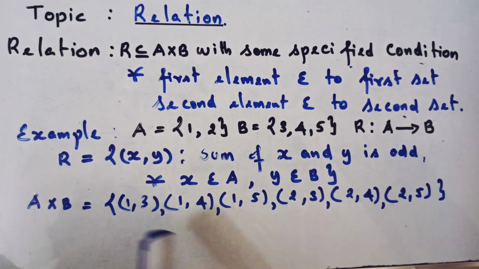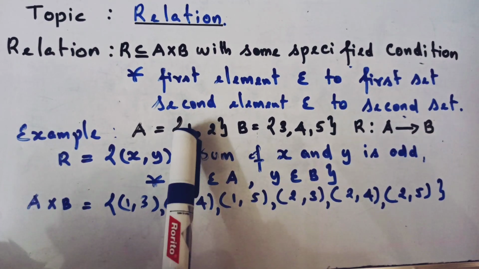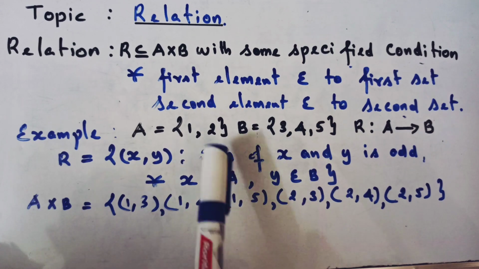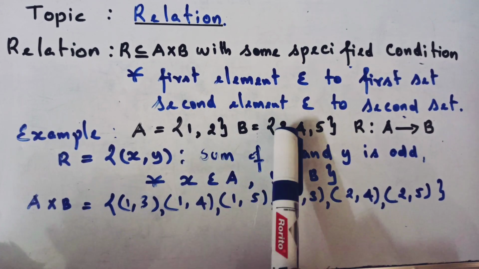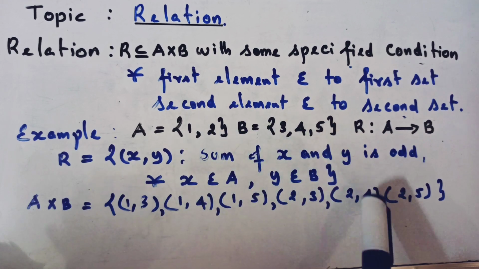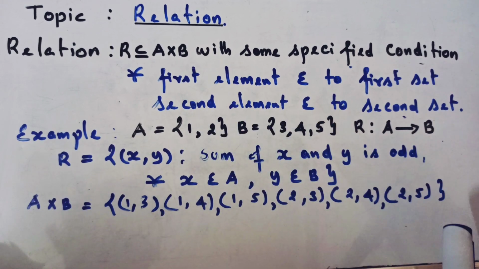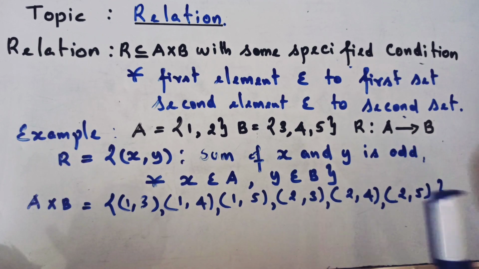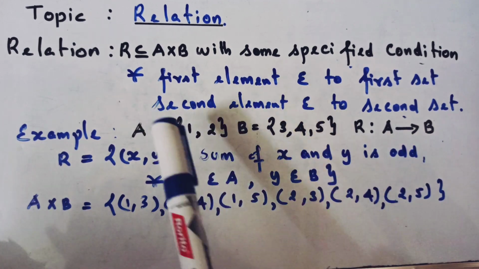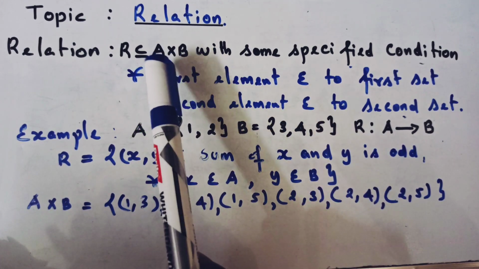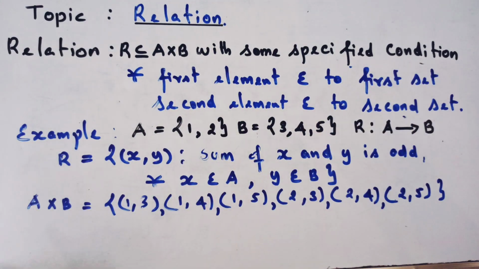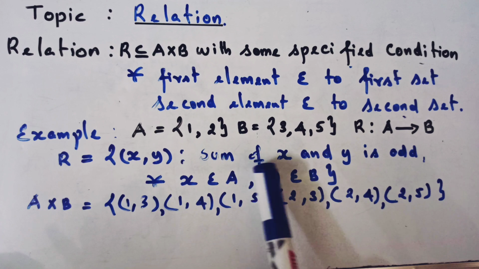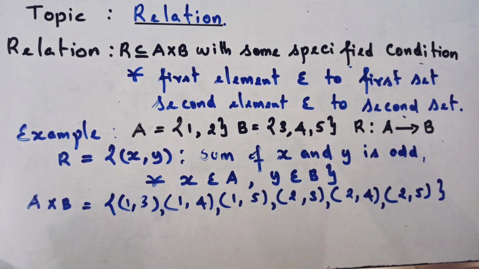We have found the Cartesian product of two sets. It is (1, 3), (1, 4), (1, 5), (2, 3), (2, 4) and (2, 5). Now you can get back to the definition of relation. Relation is a subset of cross product of two sets with some specified condition. Now the specified condition is sum of x and y is odd. We'll check that now.